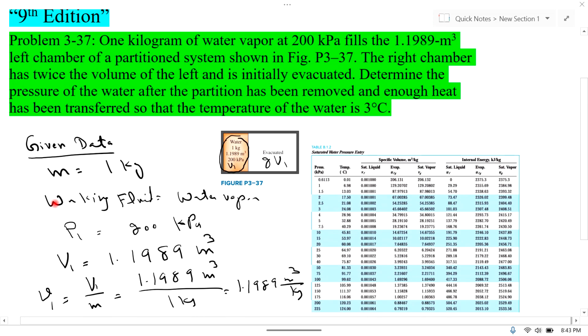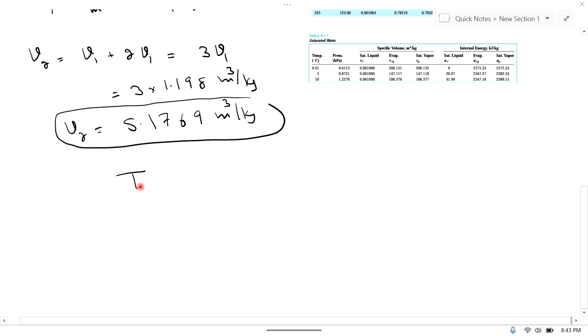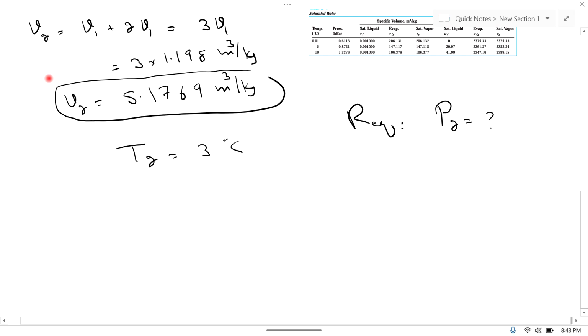Similarly, enough heat has been transferred, the temperature will decrease, so the temperature of the water is 3 degrees. The final temperature T2 is equal to 3 degrees centigrade, and required is to find the final pressure. Determine the pressure of the water after the partition has been removed. So it means that we have to find the final pressure.